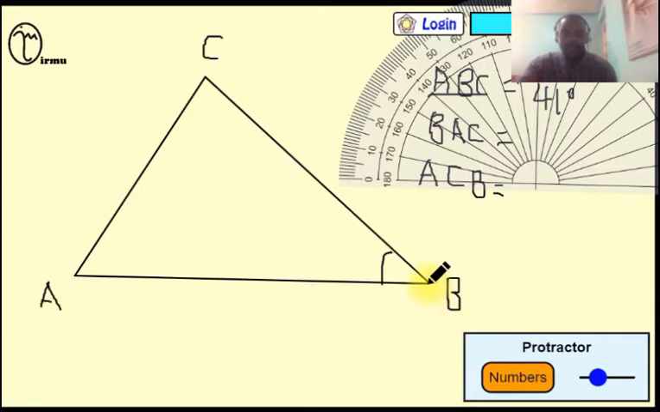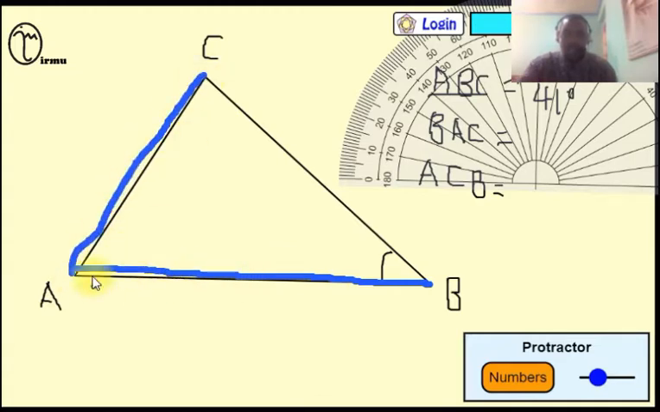BSC starts from point B. Let me try to highlight. It starts from point B, moves to A, point A, and then to point C. So that is the angle we are measuring. So the angle formed at point A is what we are measuring, BSC.